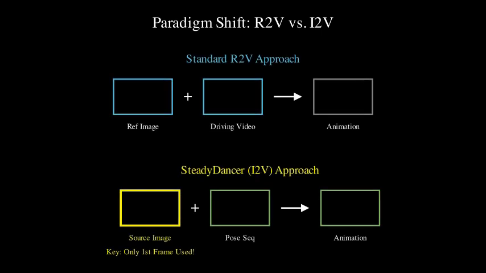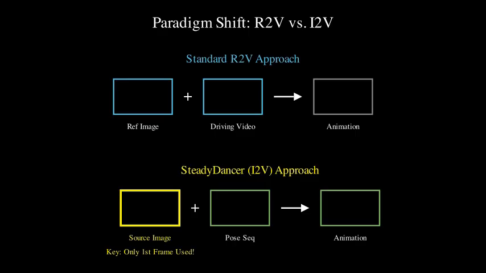identity. The key insight behind SteadyDancer is to shift from the R2V to the image to video, or I2V, paradigm. Instead of relying on a potentially noisy driving video, SteadyDancer uses only the first frame, the source image, and a sequence of poses to guide the animation. This inherently enforces strong first-frame preservation, ensuring that the generated video stays true to the original identity.